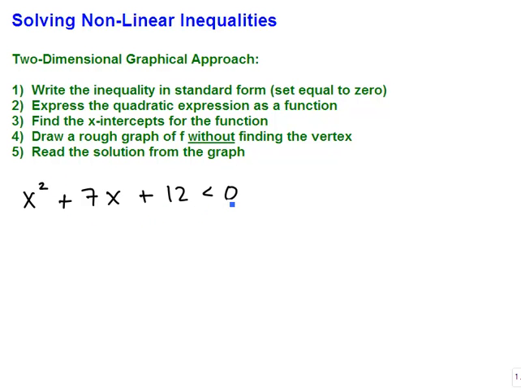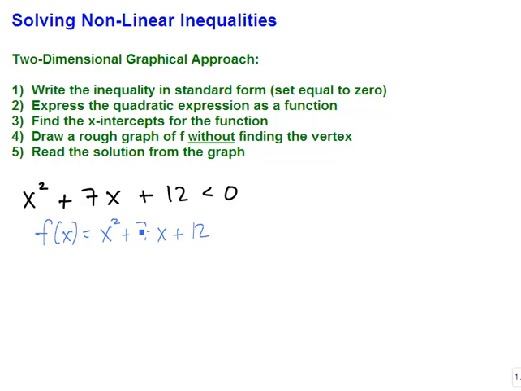And that's called putting your polynomial into standard form. So in this first example, I already have a 0, so I have this x squared plus 7x plus 12 already written in standard form. Once I have that, we're going to take that quadratic and call it f of x. So we're going to label it as a function. So this becomes f of x equals x squared plus 7x plus 12. Once we have our function, we're going to do a rough sketch of that graph.